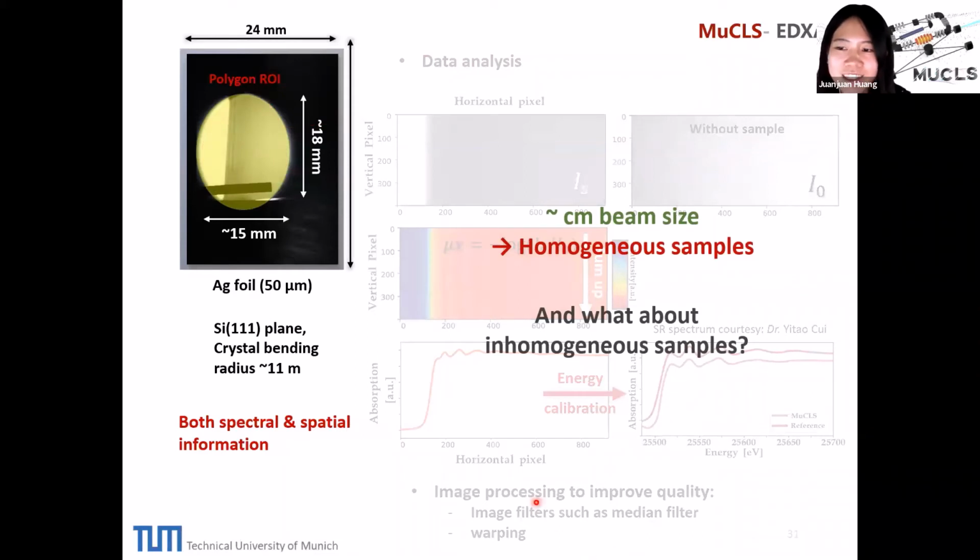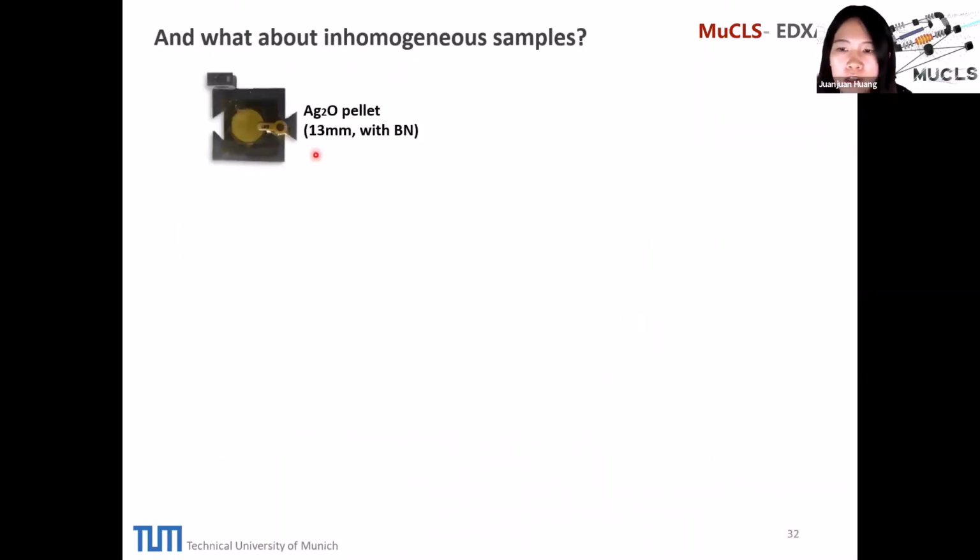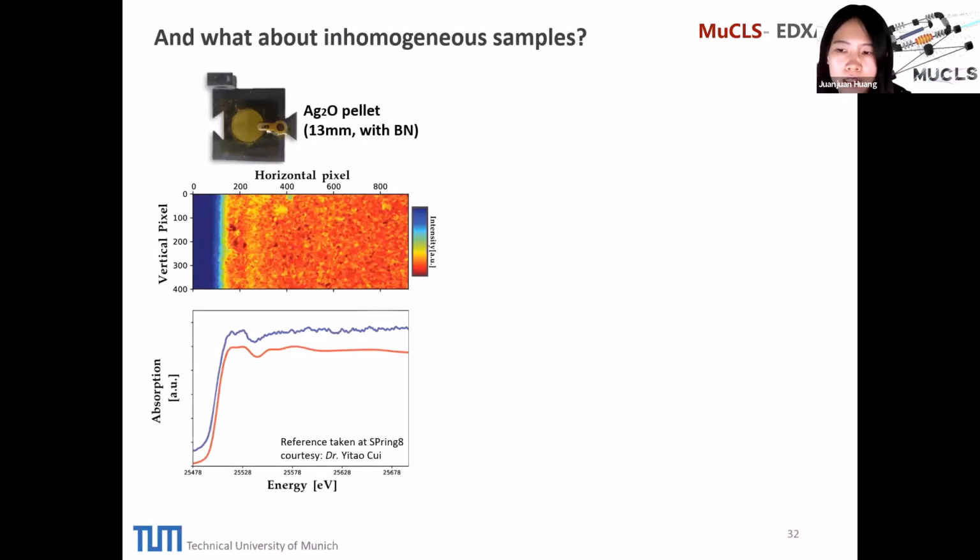However, the beam size is very big, in the centimeter scale, as different energies are shooting different parts of the sample. So such data analysis only applies to homogeneous samples. So now what about inhomogeneous samples? For example, for such a very common XAS sample, like a silver oxide pellet, which was mixed with boron nitride in order to reach optimal concentration, if we apply the same data analysis procedure, the final spectrum will be significantly distorted.